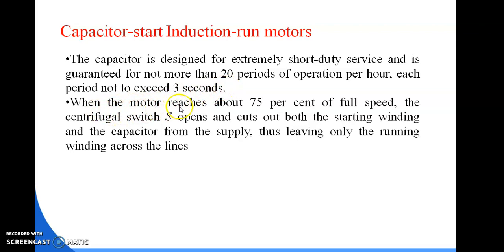When the motor reaches about 75% of full speed, the centrifugal switch S opens and cuts out both the starting winding and the capacitor from the supply, thus leaving only the running winding across the lines.